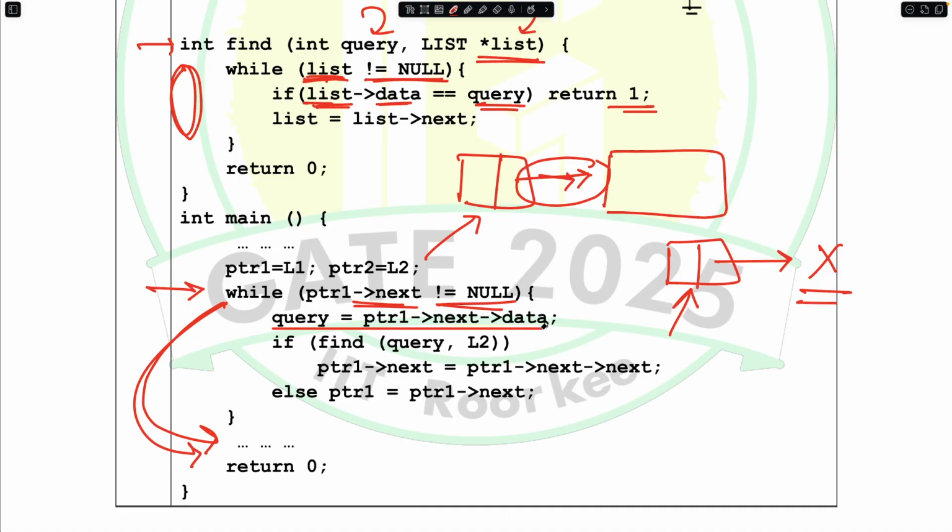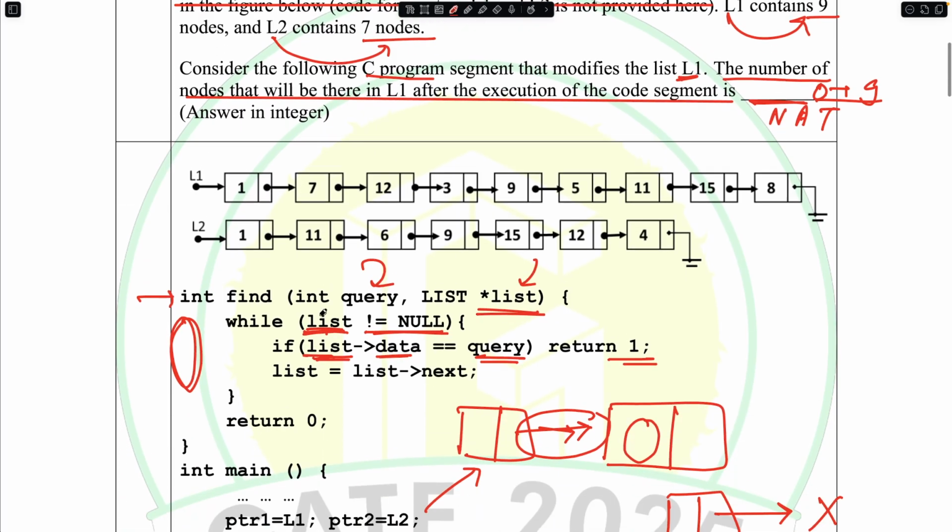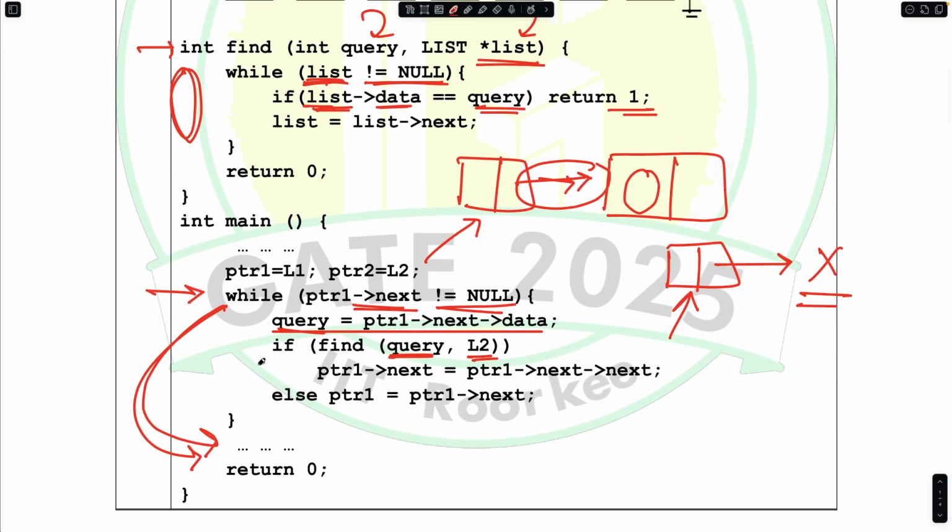And then what we are doing is taking the next node's data as the query, and then finding that next node's data in L2. So here we are going to take 7 and go to L2 with this 7 as query and try to find 7 in this particular linked list. As you can see, the first data 1 was not taken, 7 was taken. It is just the way the whole while loop, the whole code, is arranged.